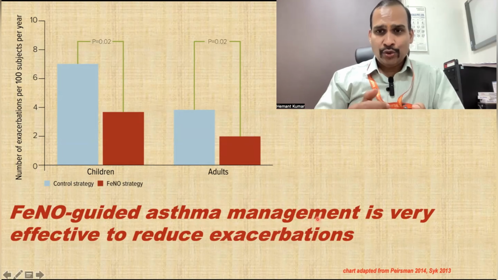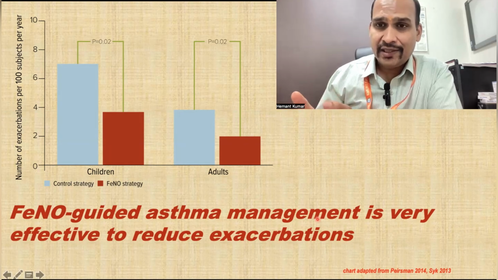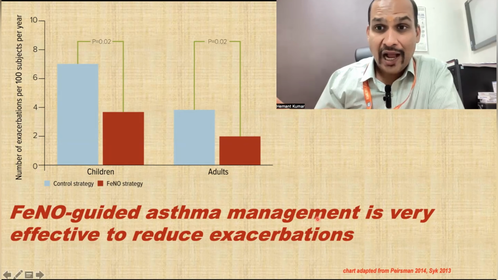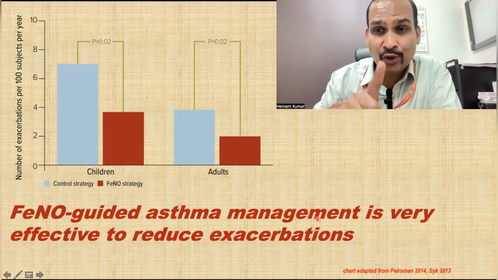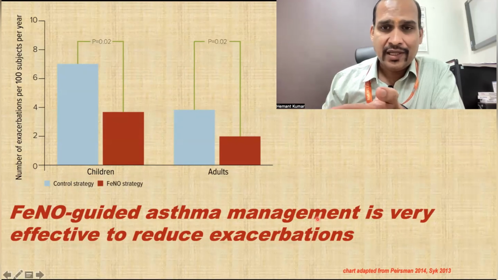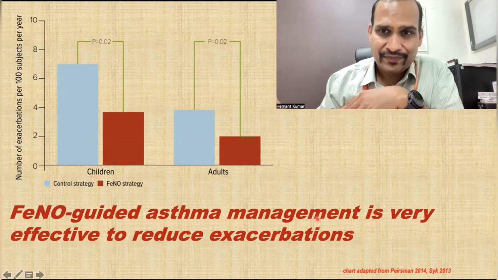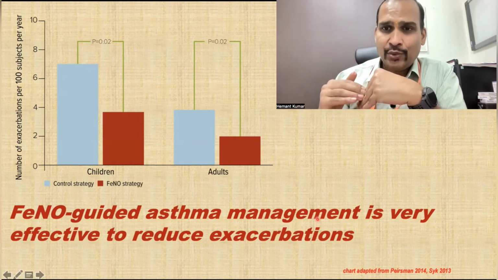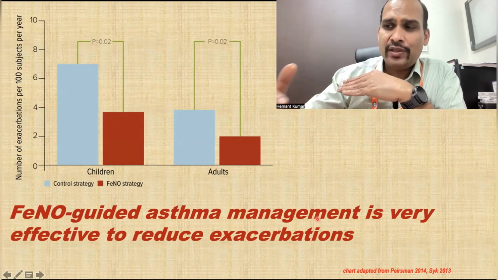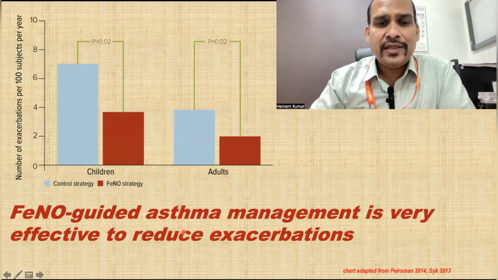Okay. So how to treat with FeNO guidance? After treatment, if FeNO is still high, then you have to increase the corticosteroid dose after ruling out non-compliance with the inhaler. If the patient is taking the correct inhaler technique, correct doses, correct time, then FeNO should be reduced. If it's not getting reduced, then you have to increase the dose. If FeNO is reduced by 20%, then you can continue the drug and you can taper down as per GINA protocol. So FeNO guided asthma management is very effective to reduce exacerbation.